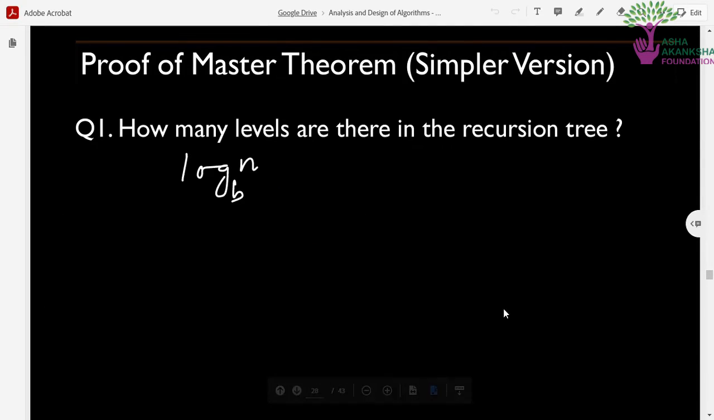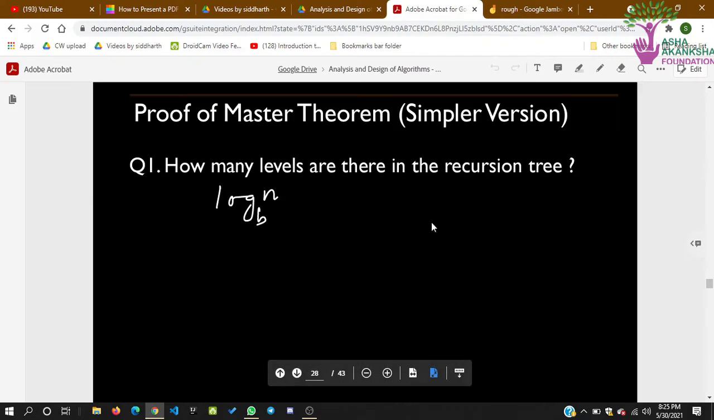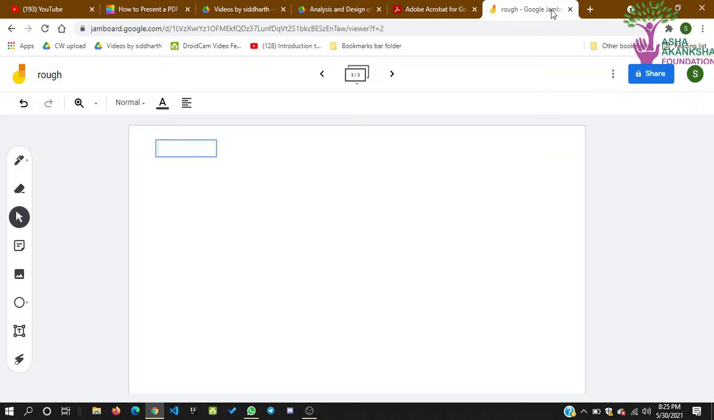So first of all, let us answer several questions regarding this tree. These are very simple logical questions. I think you will understand them very easily. So first of all, how many levels are there in the recursion tree? As it is a tree, the number of levels is equal to the height of the tree. So let us just take the height of the tree to be equal to h.